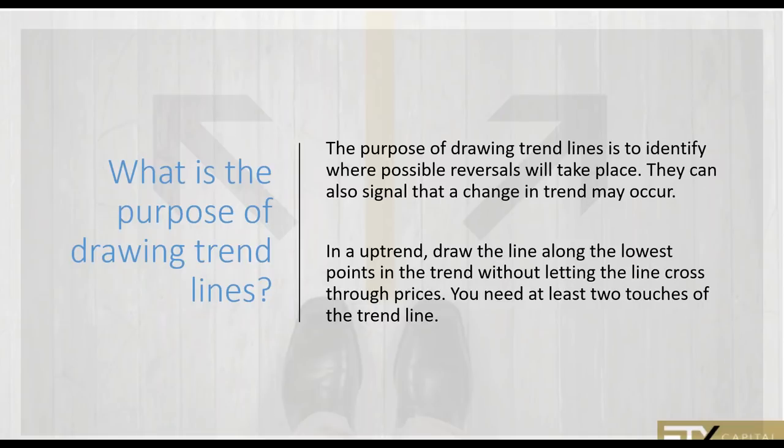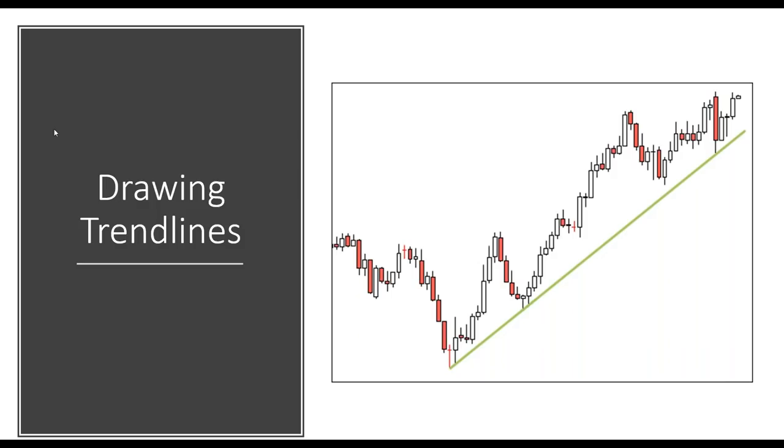So the purpose of drawing a trend line is to identify where possible reversals will take place. They can also signal that a change in the trend may occur. In an uptrend, we draw the line along the lowest points in the trend without letting the line cross through prices. You need at least two touches of a trend line for it to be an acceptable trend line, but it needs a third touch to become valid. So in other words, everything gets reversed for a downtrend. In an uptrend, we would draw our line underneath the prices. It's supporting the price movement up above. In a downtrend, we would do the exact opposite.